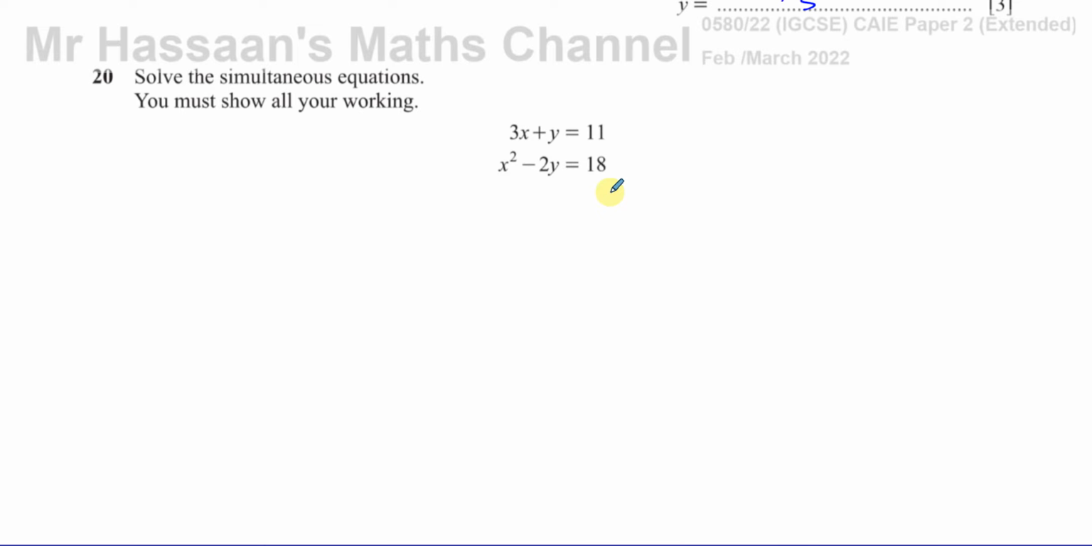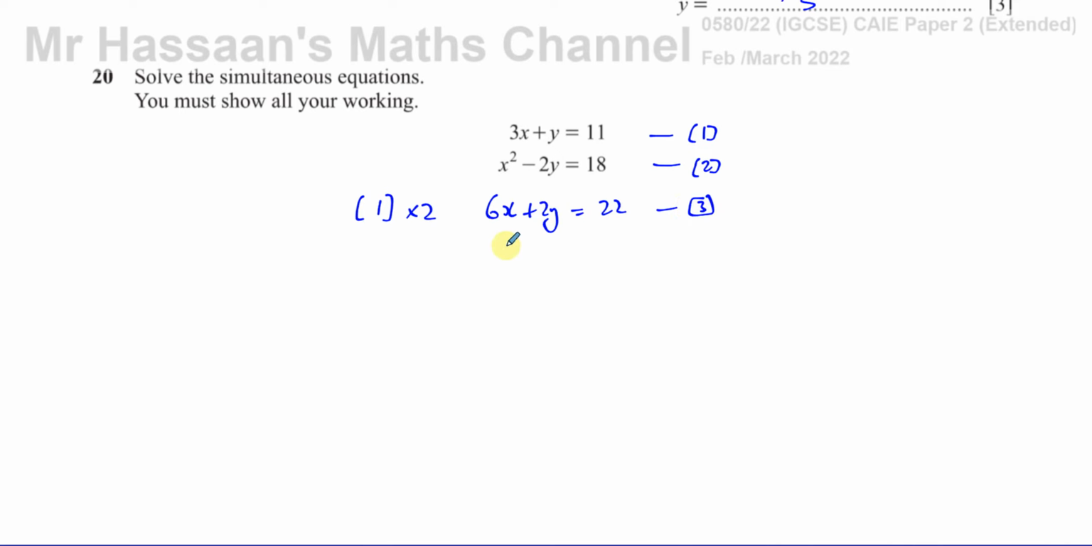The way they have presented this makes it quite easy to solve, because we can use a form of elimination. Even though I have x squared terms, I have these two terms in y, and in equation 1 I can make this y term into 2y. This is equation 1 and this is equation 2. So I take equation 1 and multiply the whole equation by 2, and I end up with 6x plus 2y equals 22. I'm going to call that equation 3.